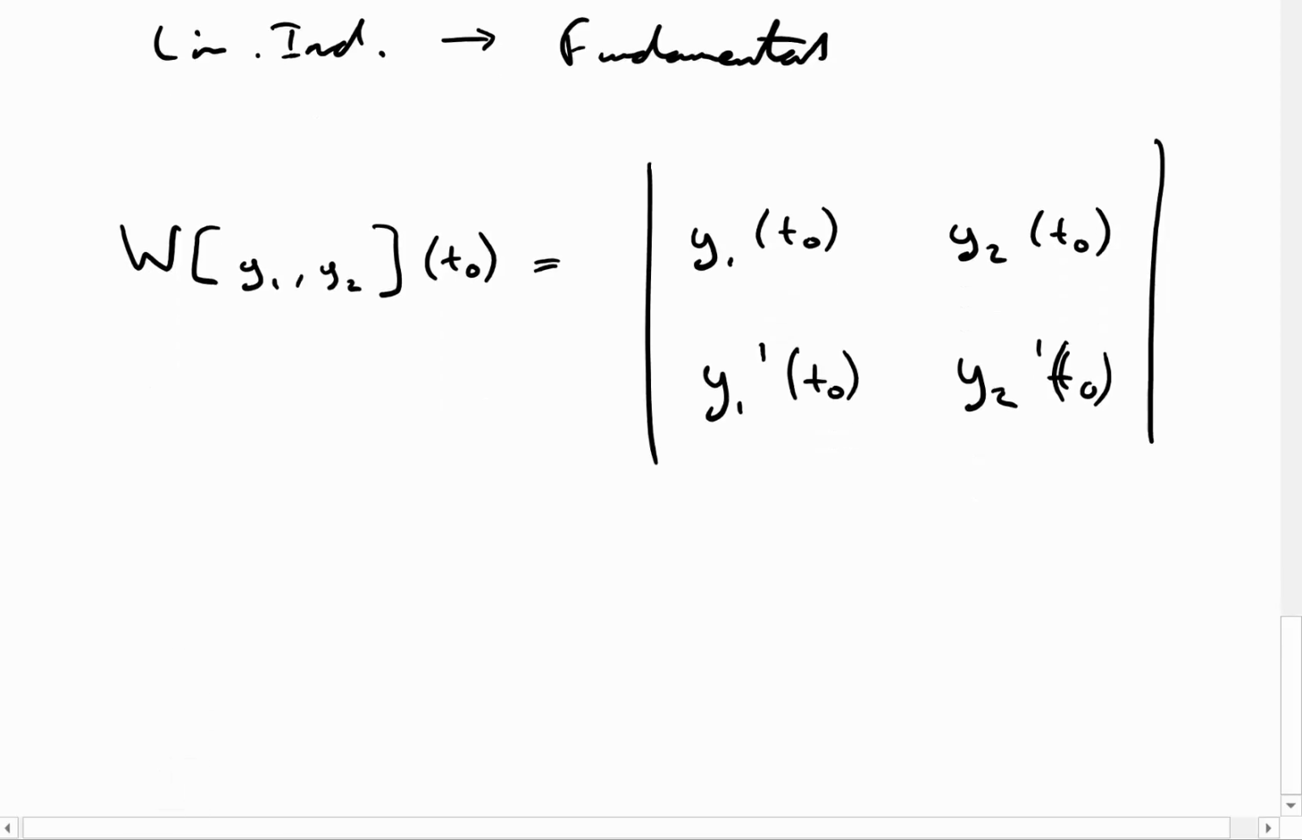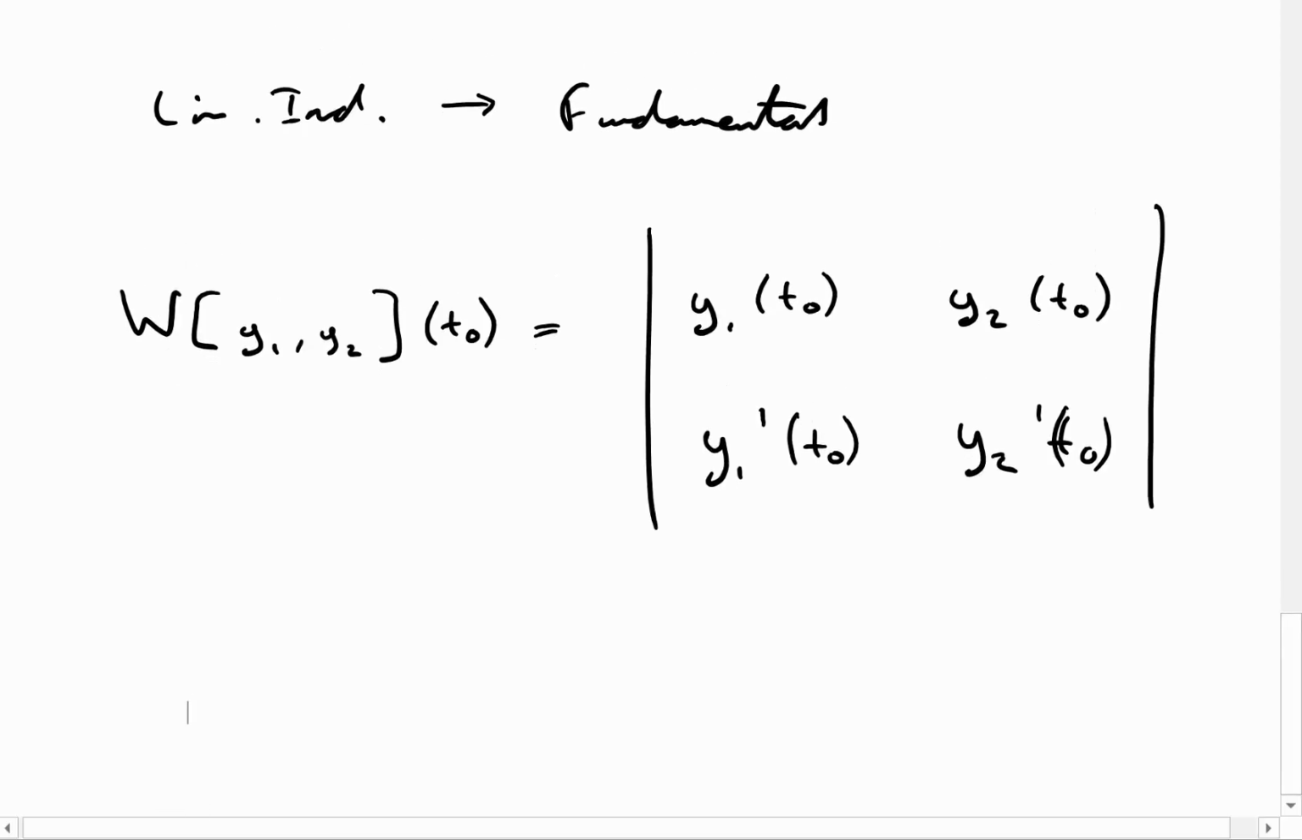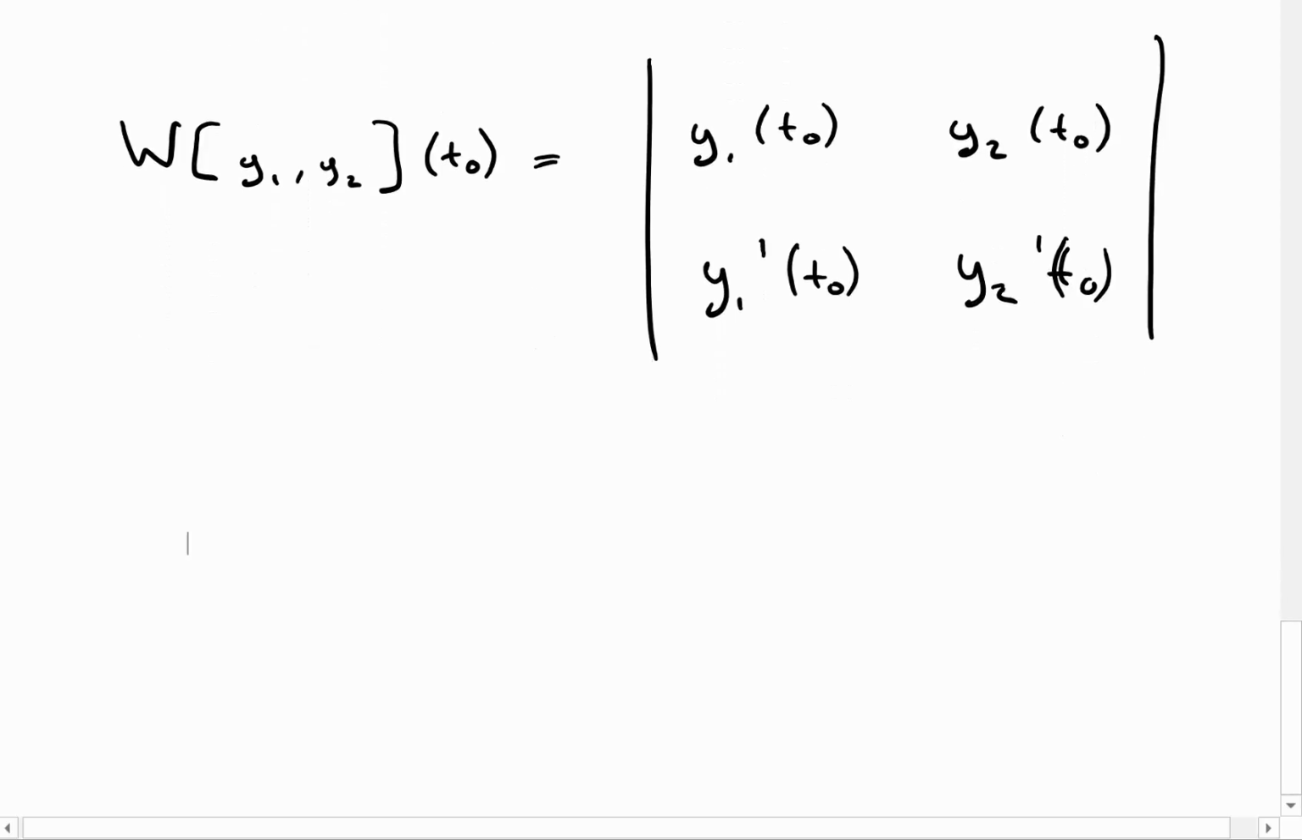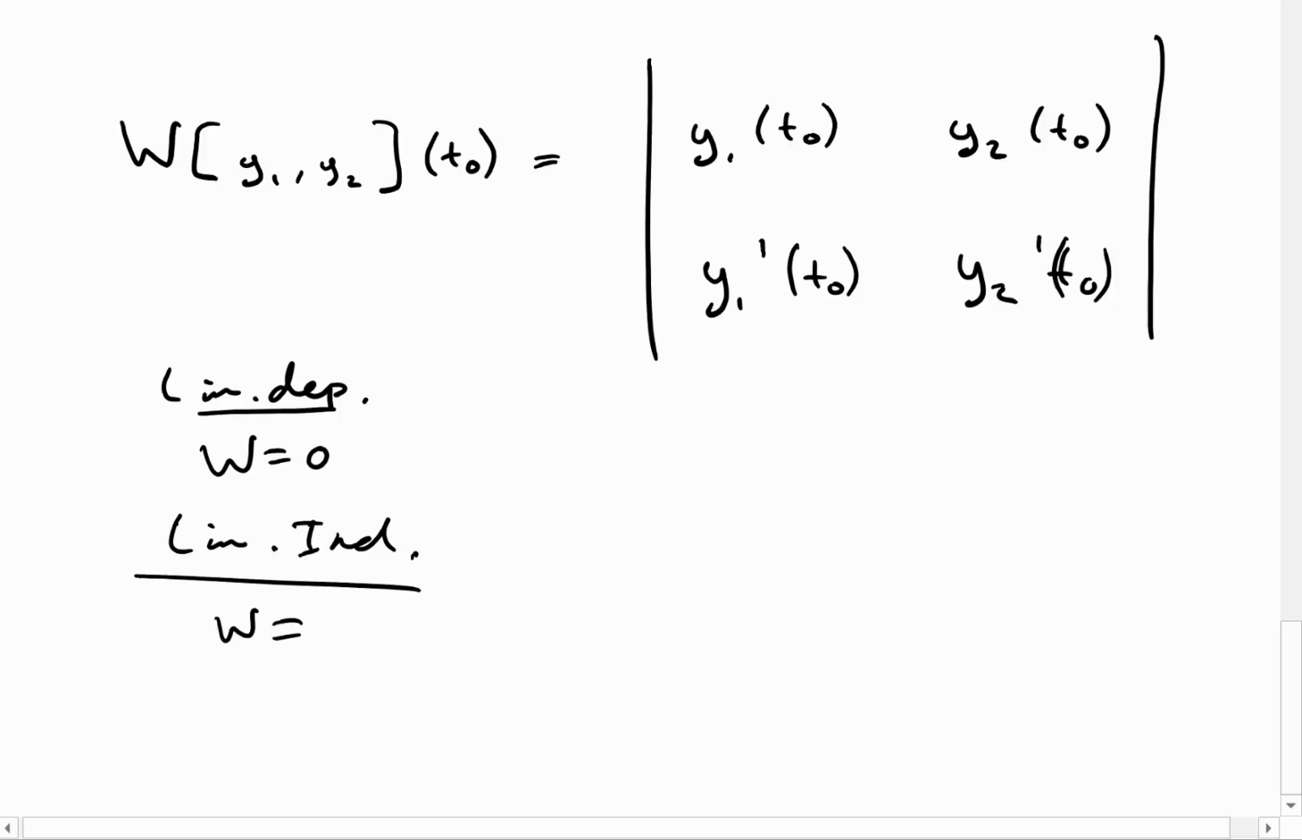Now, I showed you very briefly in one of the last videos that if they're linearly dependent, then the Wronskian is 0, and if they're linearly independent, the Wronskian is not equal to 0. Essentially that's because there's a cancelling out process that occurs in the determinant. So let me try and show you.